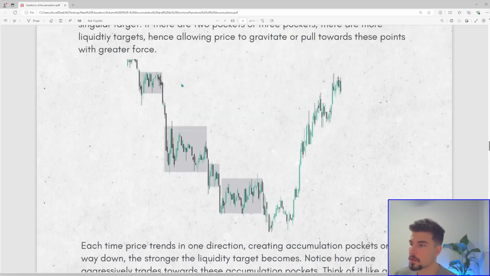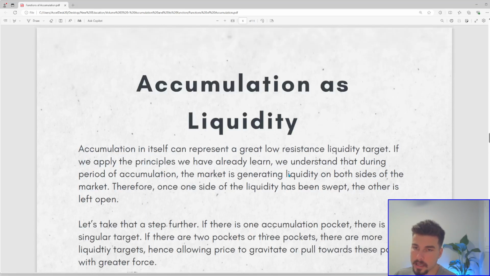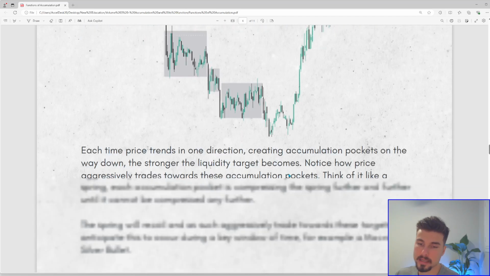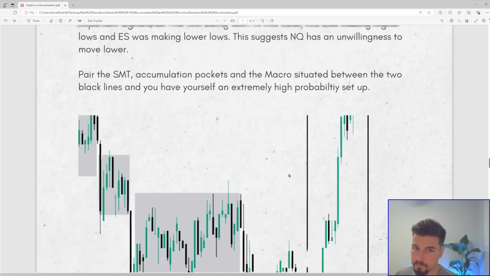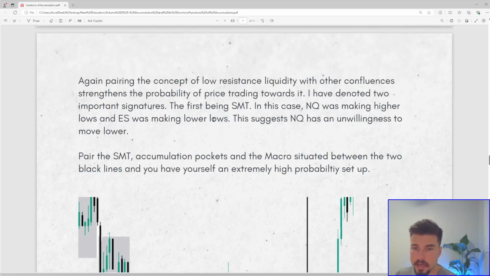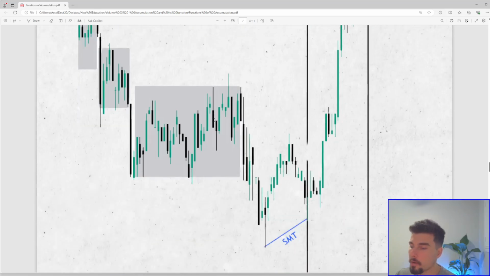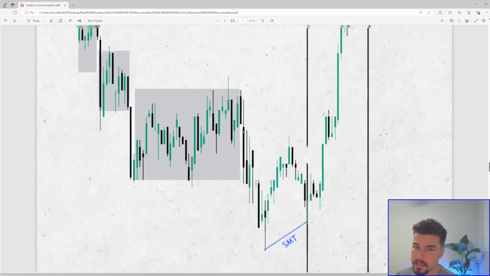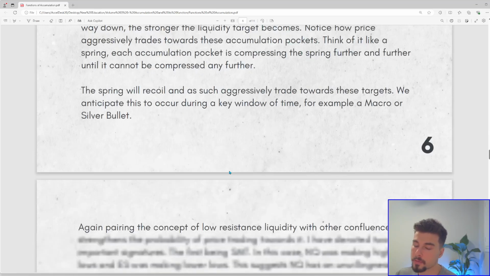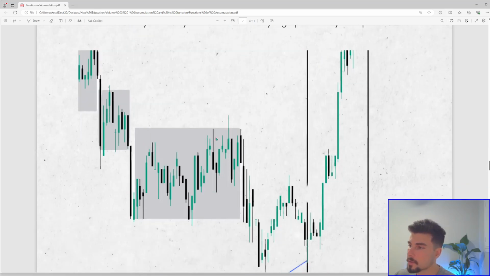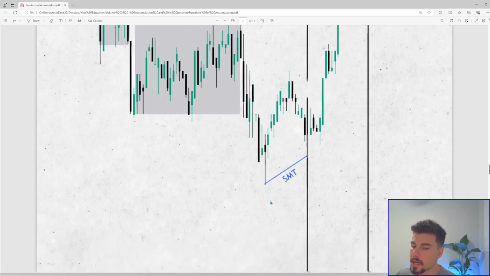Like that could be the original accumulation, but these targets, and I encourage you to forward test this, back test this, these targets often get aggressively traded towards. What I've mentioned here, guys, is that if you compare this with a macro or with SMT, it's even higher probability. So this diagram here, these are the accumulation pockets. If we zoom in further, this is the last accumulation pocket. And what I've noted here is SMT.